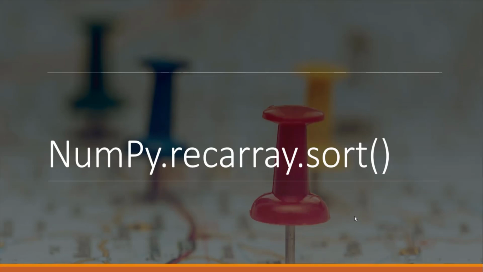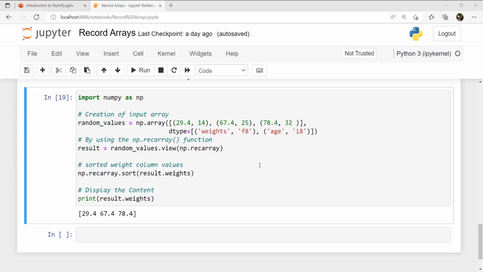the numpy.recordarray.sort function. So basically this function will sort the values and it will return the record array. Now we will take an example and check what exactly this function will do. In this example, first we have created an array by using the np.array function, and within this function we have assigned floating and integer values as arguments. The floats we consider as weights, and the integer values we consider as age values.